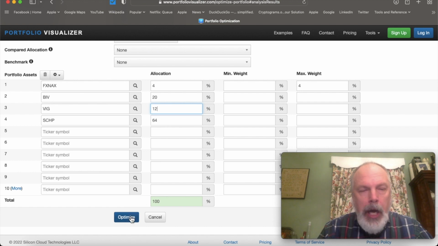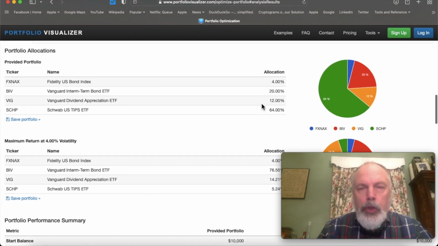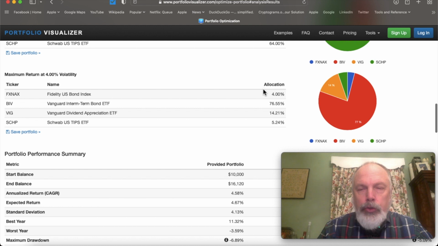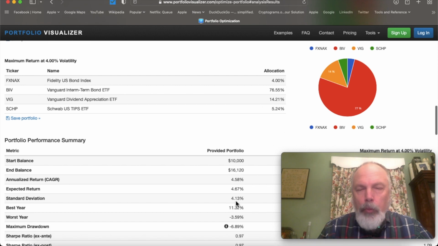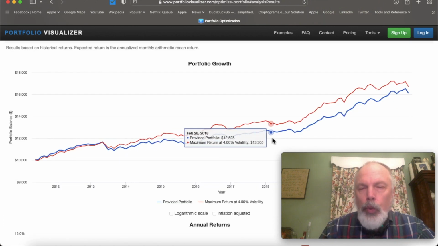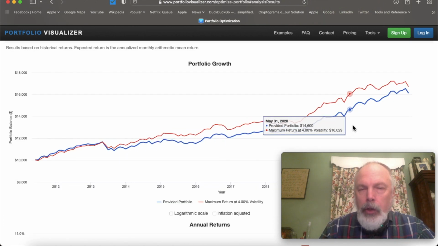And now let's go to optimize. And it shows you your starting allocation and the one that it chooses to optimize for the highest return with the same level of risk. And it shows the standard deviation is 4.13%. It's a little above the 4%, but close enough. Expected return is also about the same as where it had been before. It's not much better. So there's a modest increase with the preferred ratios.